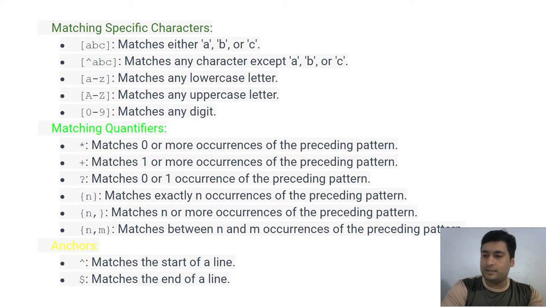Otherwise you can use ChatGPT, or search on Google, and you can get those patterns to validate. But if you want to validate something with your own patterns, then you have to create your own. Then n to m matches between n and m occurrences of the preceding pattern. Some anchors we have: caret matches the start of a line, dollar matches the end of a line. So like that we have rules.